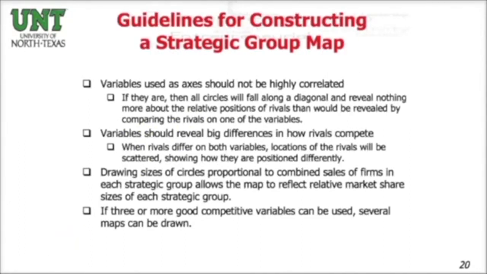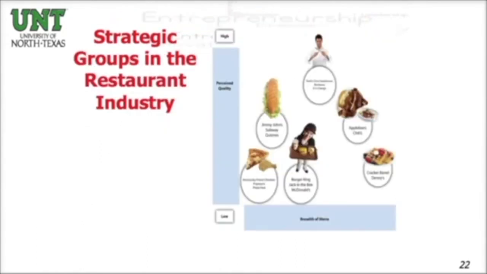So let's talk about some guidelines for doing the construction of a strategic group map. The first guidance is that when you come up with the axes, you have an x-axis and a y-axis. Whatever you pick for either one of those axes should have a lot of differences among the different companies. So it shouldn't be very homogeneous. So for example, quality, if we're looking at the restaurant industry, there should be significant differences in quality among the different companies in the industry.